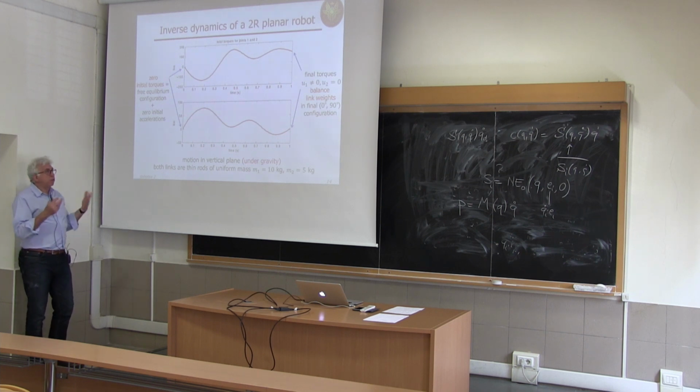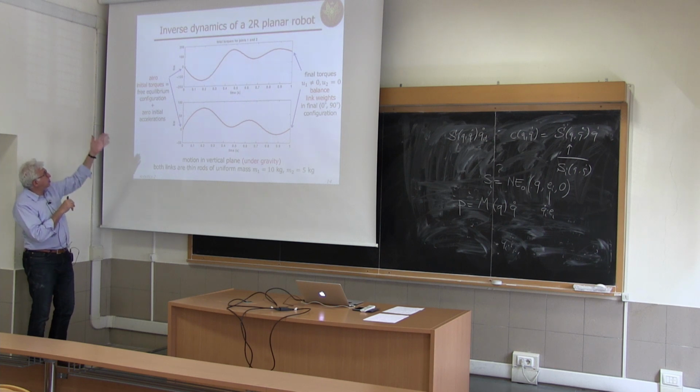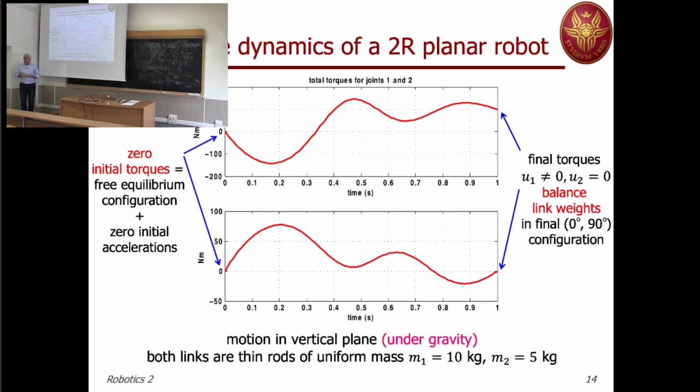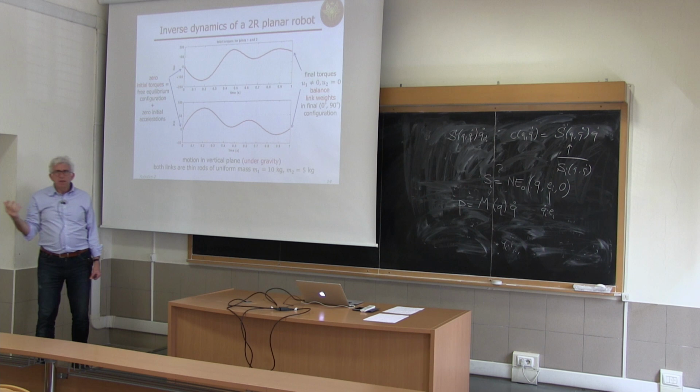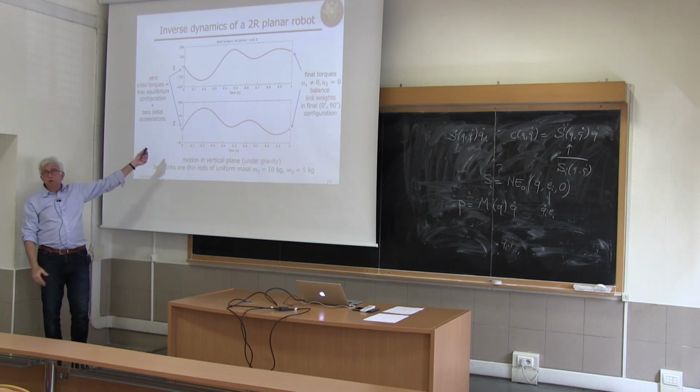Good or bad, we don't care. We just check that things are fine, that we didn't make any mistake. For instance, at the initial point, the torque is 0. Why? Because I'm starting with 0 acceleration, 0 velocity, and this configuration, straight up and folded, is an equilibrium configuration where g of q is 0. So I don't need any torque to stay there.